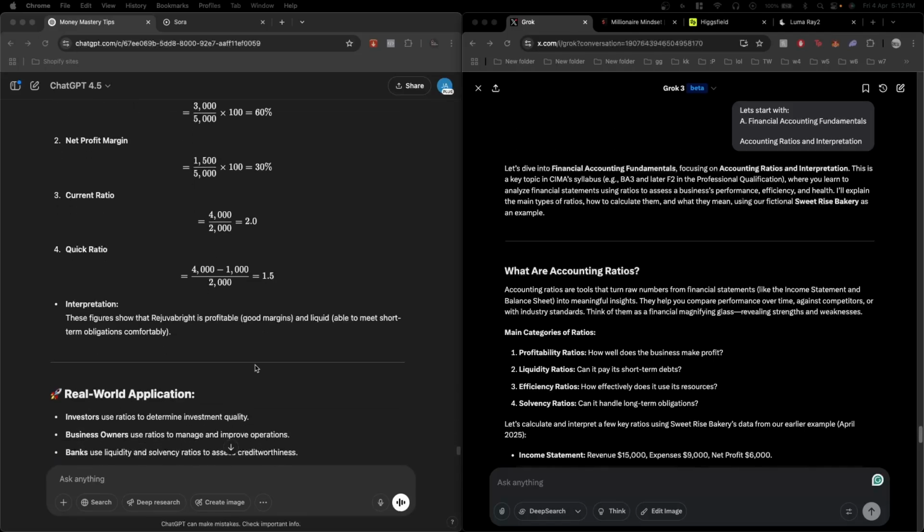So what is the interpretation from these values, right? These figures show that Rejuva is profitable, has good margins, and is liquid, able to meet short-term obligations comfortably.